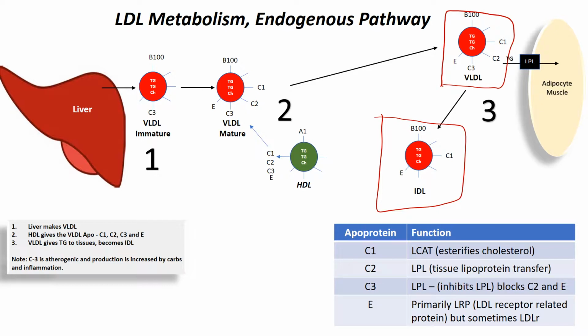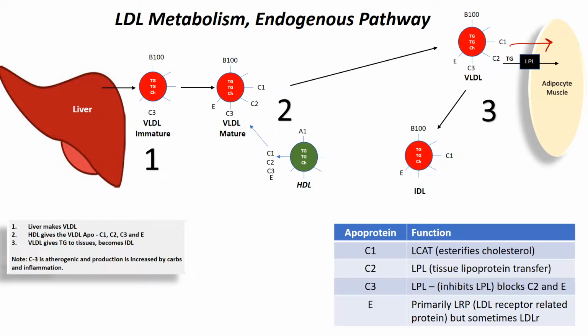Now, one thing about one of these apolipoproteins, apoprotein C3, we mentioned earlier, interferes with the function of C2. So it would interfere with this process of transferring lipids from the VLDL to the body tissues, in this case an adipocyte. So if you have a high level of C3, you tend to have these lipoprotein particles that are stuffed full of lipids and have a hard time transferring those lipids to body tissues. And that tends to be atherogenic. Atherogenic meaning promotes atherosclerosis, or heart disease. So a high concentration of ApoC3 is not a good thing.